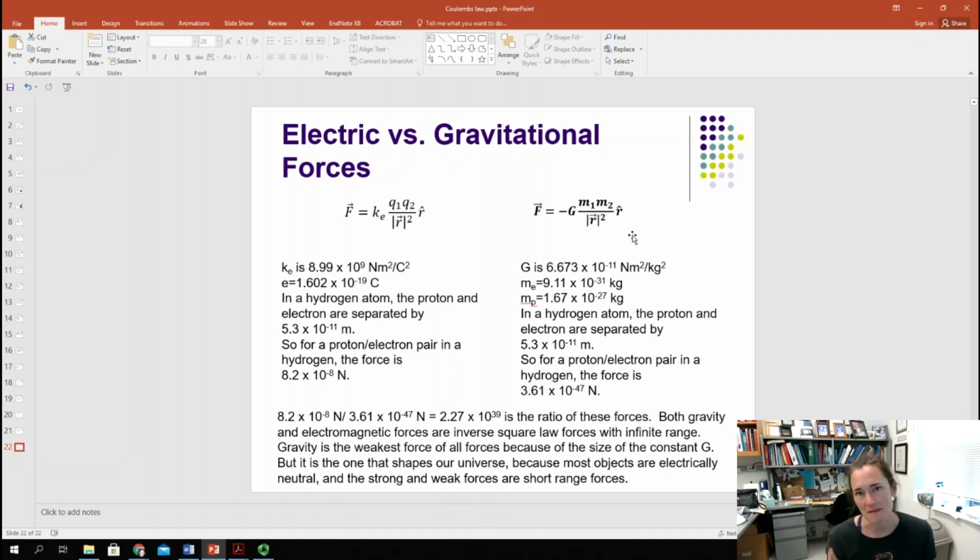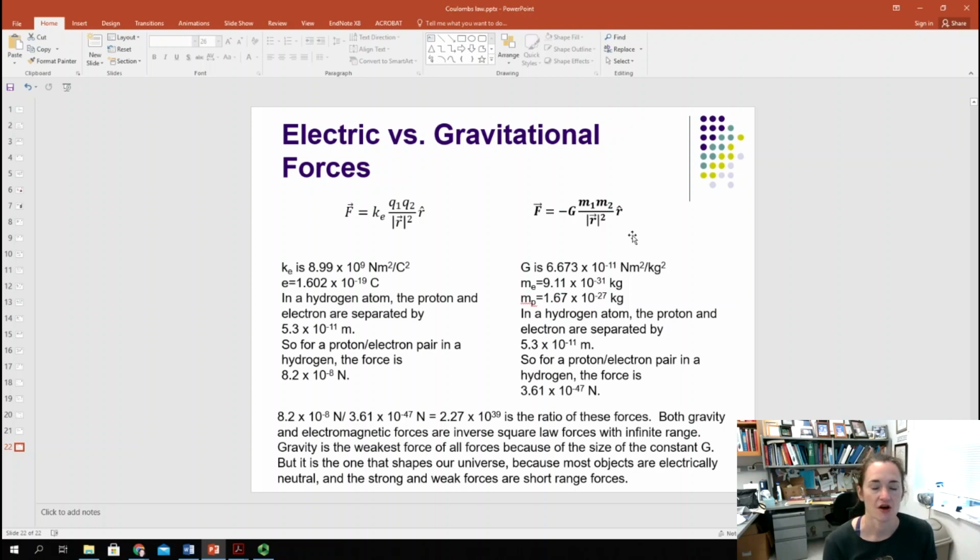Now, let's compare the magnitudes of these two forces, because that's worth a think too, okay? Remember, Coulomb's constant is 8.99 times 10 to the 9th. That's a pretty big number. Whereas the gravitational constant, big G, is 6.673 times 10 to the minus 11, which is a pretty small number in SI units. So, big number, small number. It's no wonder that the gravitational force is so much smaller than the Coulomb force.